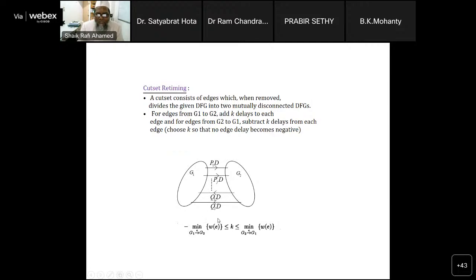So what we are going to do is add K delays, using this formula, for all the edges going from G1 to G2. And the same number of delays I am going to subtract from G2 to G1. As a result of that, the functionality remains the same. At the same time, if I properly choose this cut set, then I can reduce the critical path, thereby I can increase the throughput of the system.